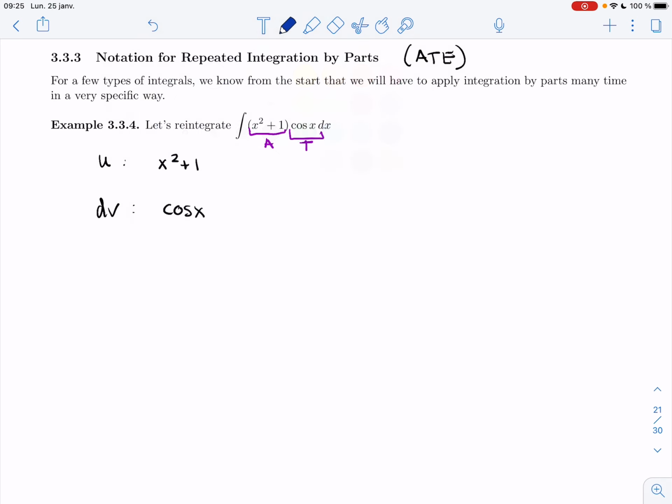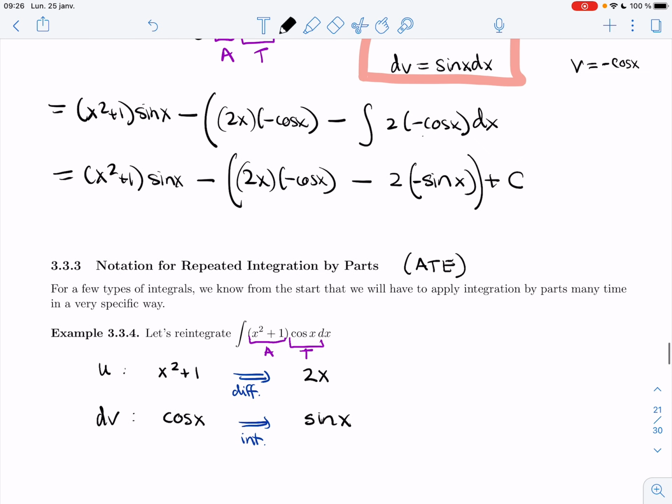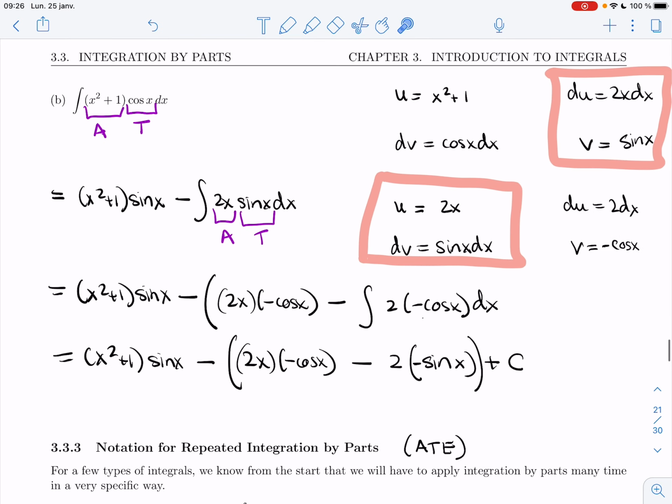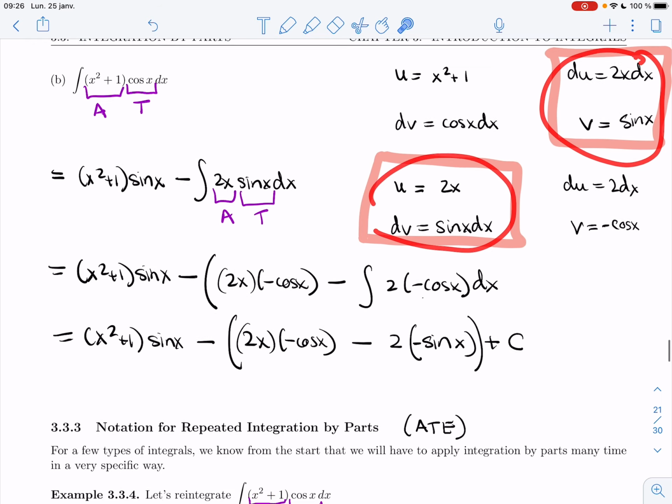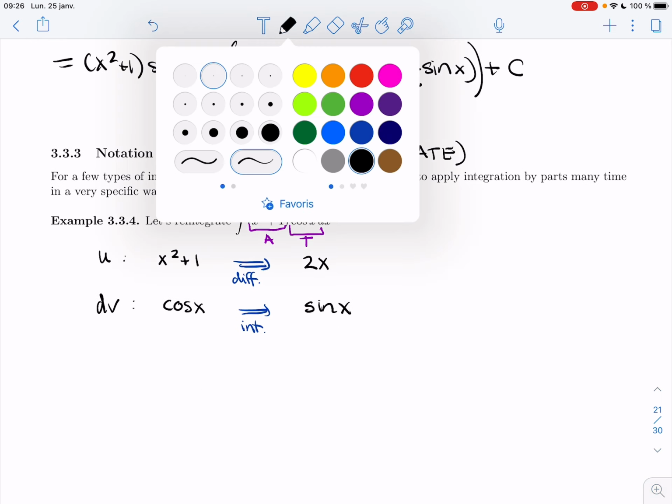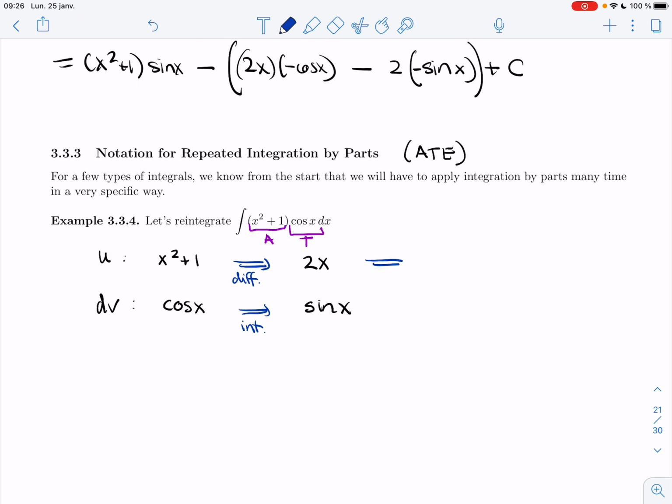All right, so then I'm going to differentiate this part. I'm going to integrate that one. So you take the derivative of the first, integrate the other one. Integral of cosine is just sine. All right, and that's what we got here. Now for the second integration by parts, we're going to start here. That's going to be my start for the second. And I'll differentiate again, and I'm going to integrate again.